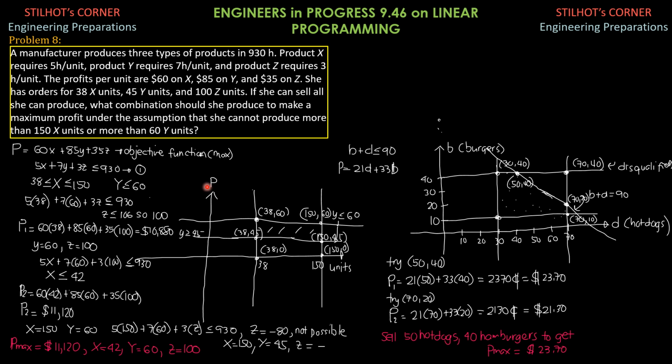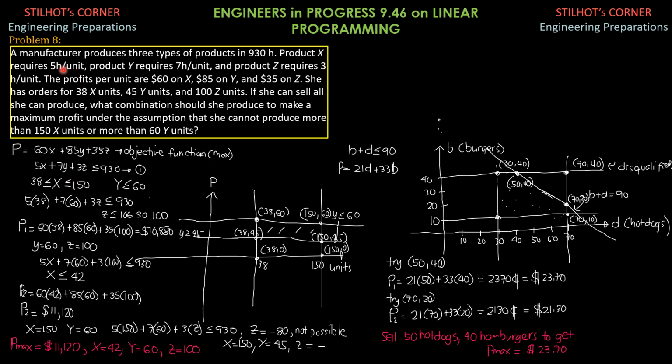So we have here the objective function based on profit. So we have 60 dollars per unit profit for product X. So that's why the total profit for product X is 60X, product Y 85Y, and product Z 35Z. That's the objective function, and we're going to maximize that with the following constraints.